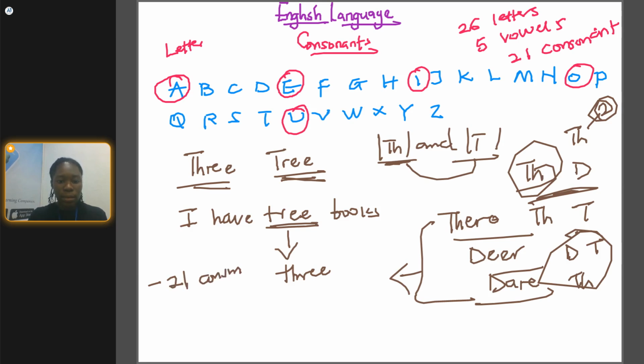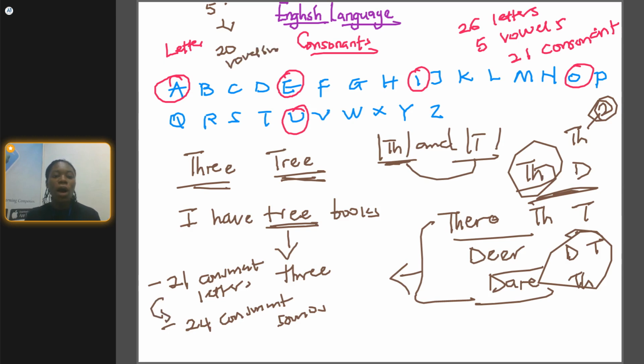Consonant letters, but 24 consonant sounds. Okay, just like we have 5 vowel letters, and from those 5 vowel letters, we have 20 vowel sounds. So in the case of consonants, we have 21 consonant letters and 24 consonant sounds.